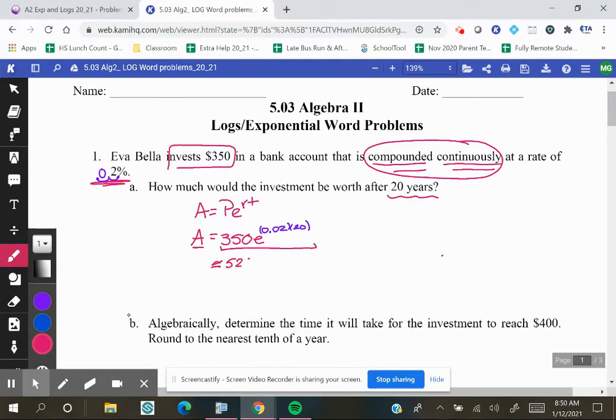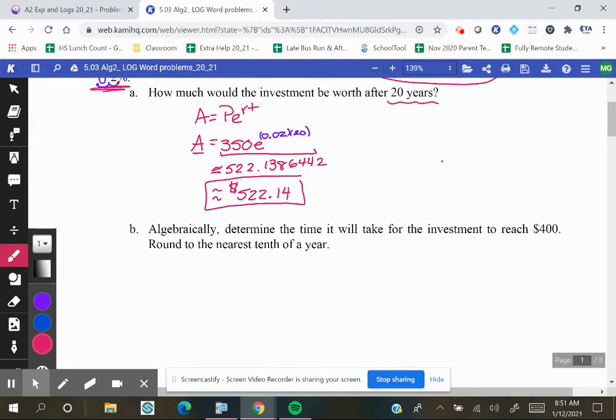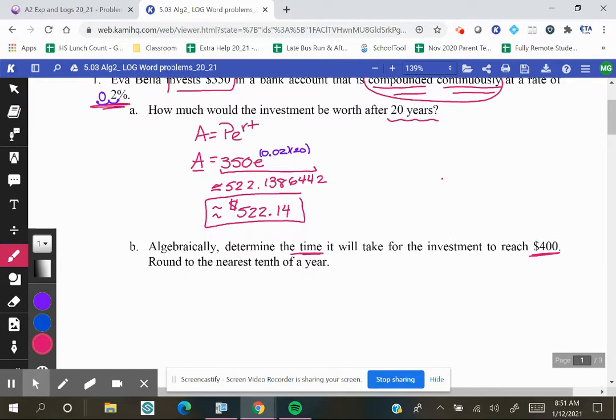So 522.13864442, and since it just says how much would it be worth, we're going to write the answer in just money, so in dollars, not to the nearest dollar, just in dollars, so about $522.14. Part B says algebraically determine the time it will take for the investment to reach $400, round to the nearest tenth of a year.